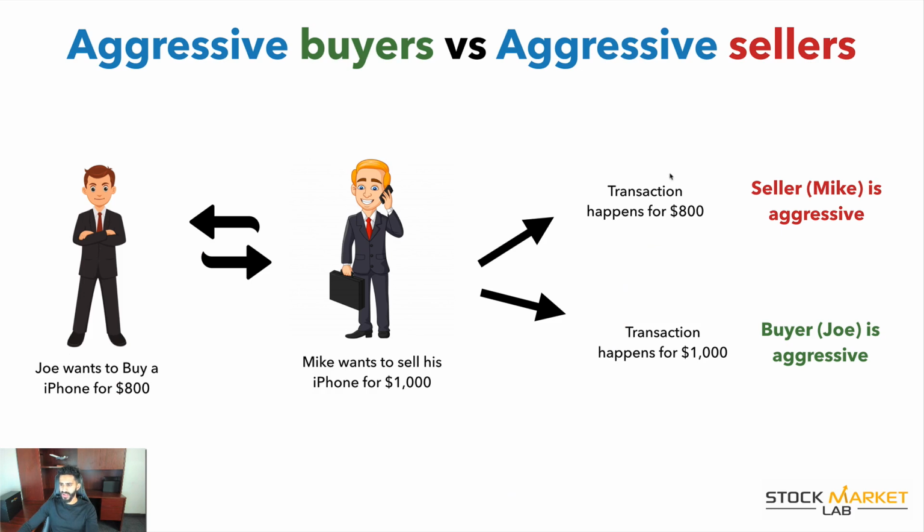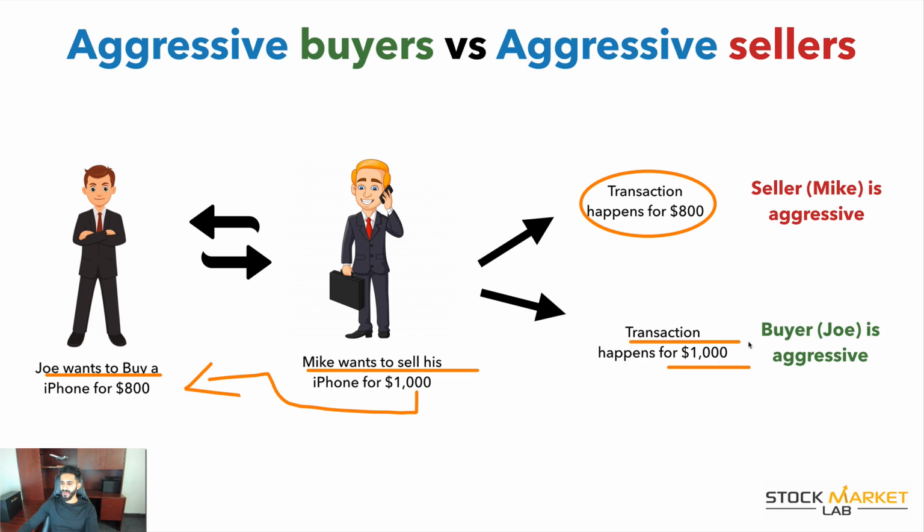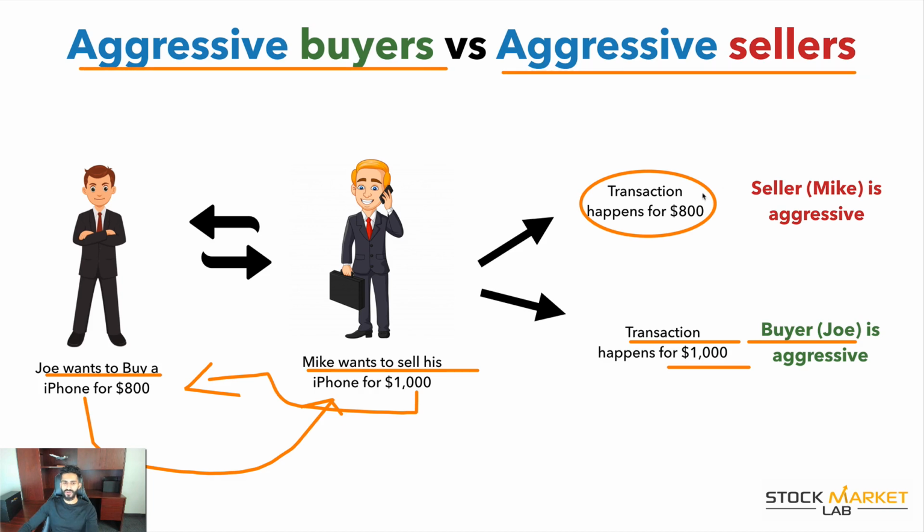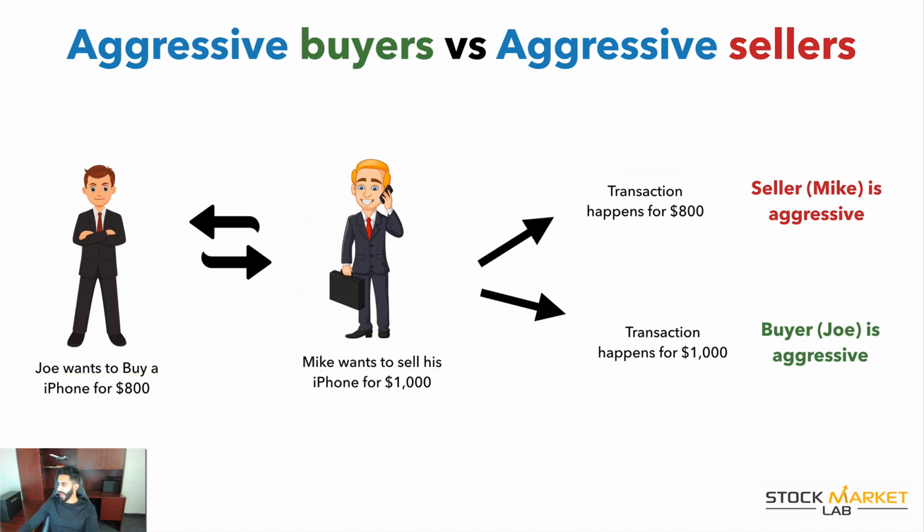Just to refresh once again, the transaction happens for $800. That means who is more aggressive? That means the seller lowered his price and he sold it for $800. If the transaction happened for $1,000, that means the buyer was more aggressive because he went to the seller and paid what the seller wanted. So just make sure you understand that concept, because understanding that concept of aggressive buyers and aggressive sellers is extremely important. Now, let's look at some charts and understand what aggressive buying and aggressive selling means.